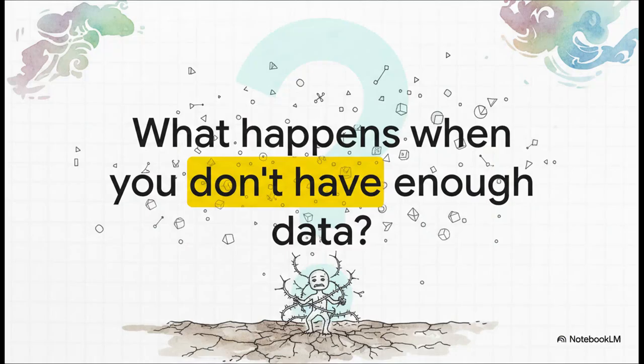Okay, so what happens when the well runs dry? When you just run out of data. Or maybe even worse, what if the data you do have is all lopsided? This is a massive problem. It can lead to AI that's not just wrong, but frankly, dangerously unreliable.